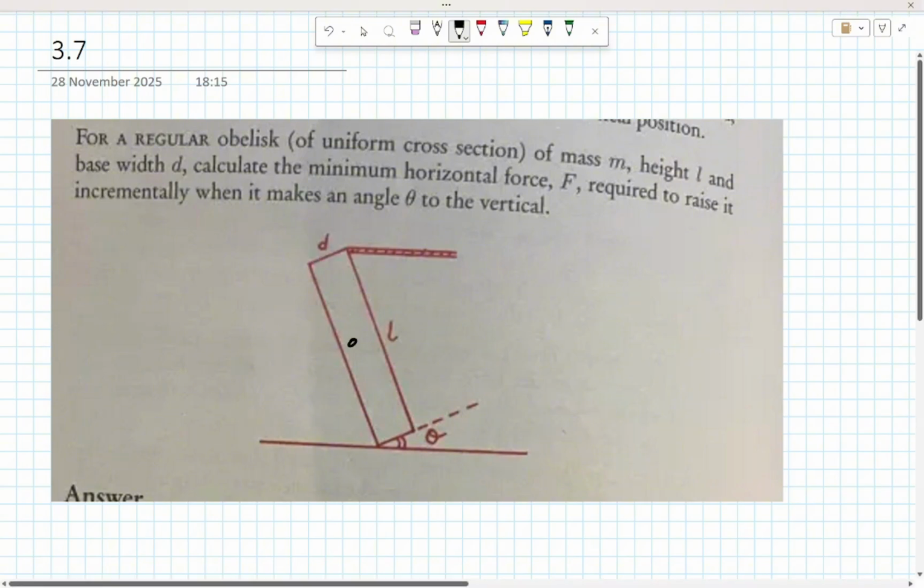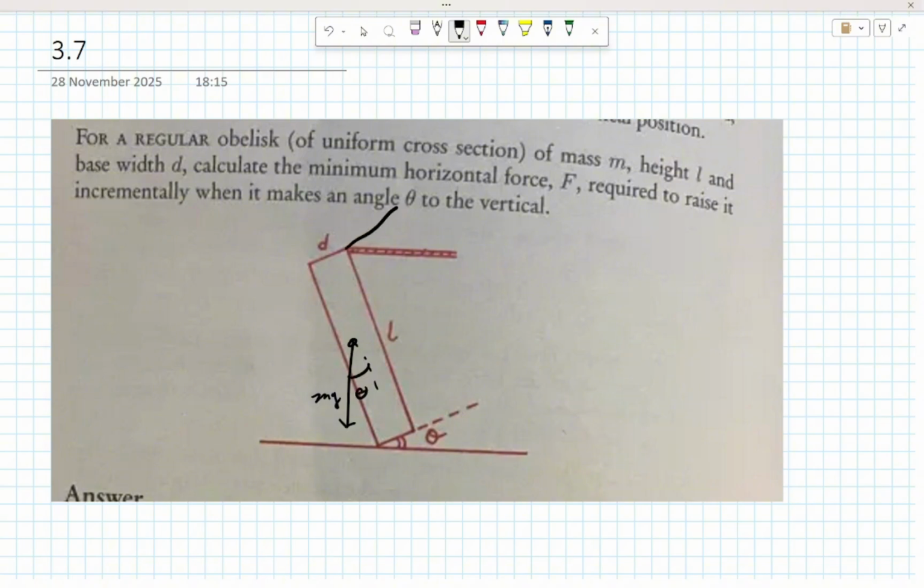So let's label the forces here. We have mg here, and we would have theta here. Okay, this is pretty simple. So most of the time you would just say, oh, let's resolve the forces, so we'll do mg sine theta is equal to F cos theta. I haven't labeled F, sorry. That's what you would think of doing.